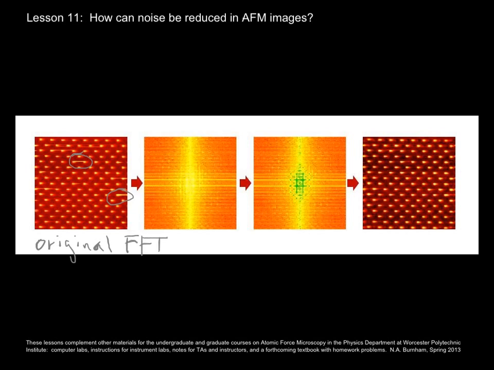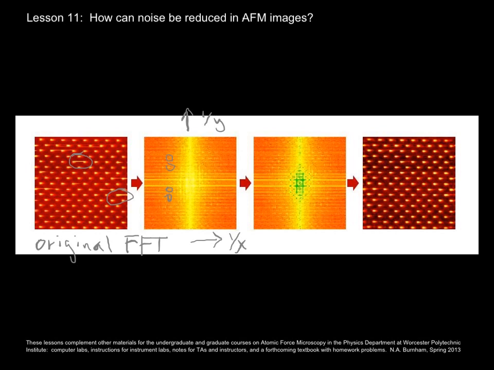The second image, this direction is the 1 over x. This direction is the 1 over y. Now the colors here represent the peaks. And so if you look closely, you'll see little dots here. These are frequencies, inverse distances at which the signal is strong.